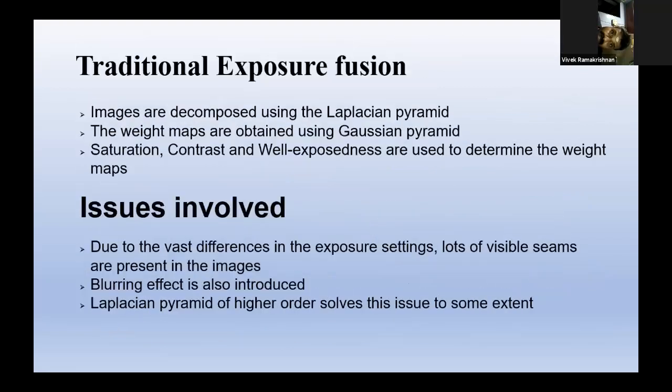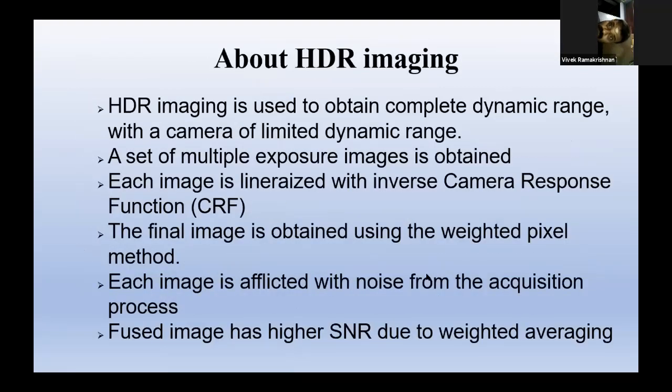So now going ahead, HDR imaging is basically used to obtain the complete dynamic range with a camera of a limited dynamic range. So what you are doing is obtaining a multiple exposure image set, taking some compromise between the display device as well as the mapping of the scenes. You are basically taking a set of images with different exposure settings, so that in one set of images, from the dark to the white, some regions are underexposed, some are properly exposed, and some are overexposed.